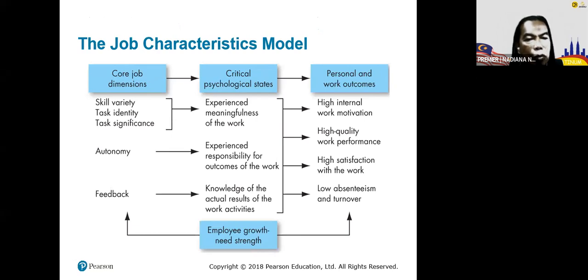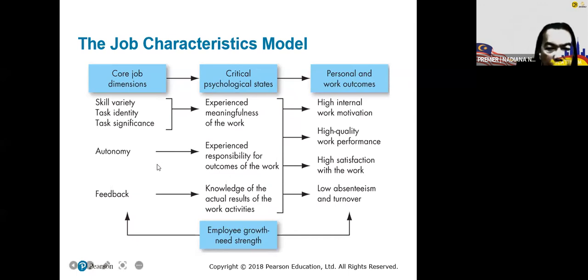And then they have the autonomy, they have the feedback. But under the critical psychological state, there is interaction between the core job dimensions, for example, skill variety, task identity, and task significance. They go to the critical psychological state, that is experiencing meaningful work. Then they go to the personal and work outcomes. They will produce high internal work motivation.